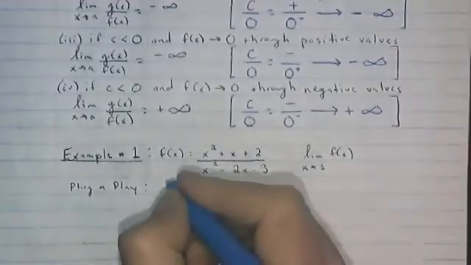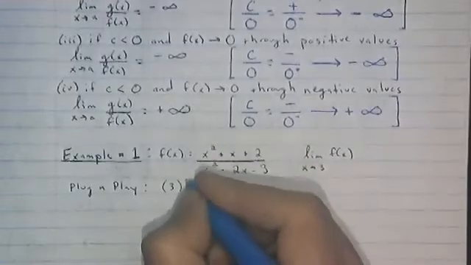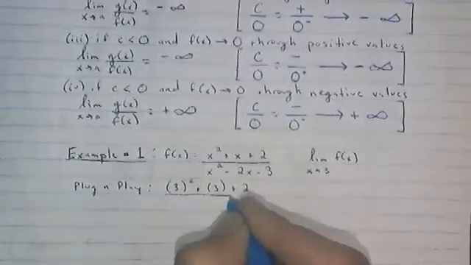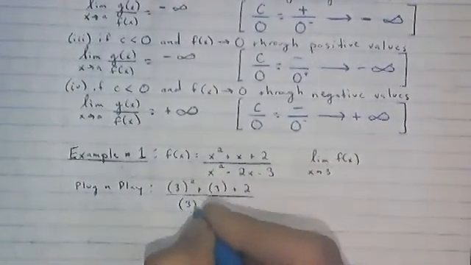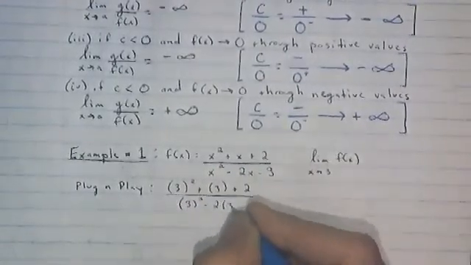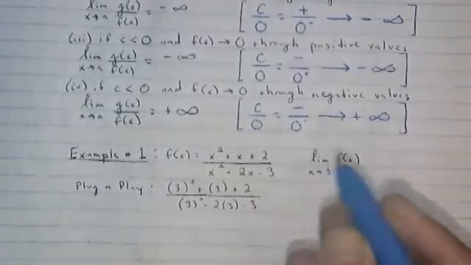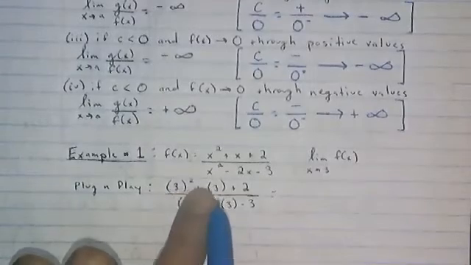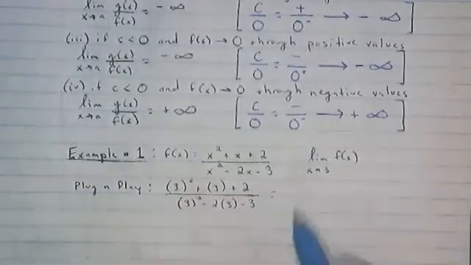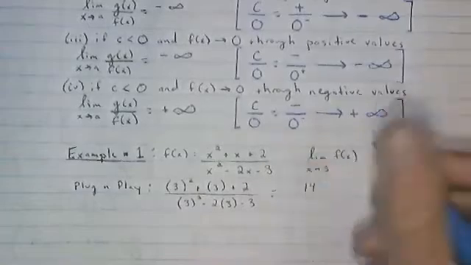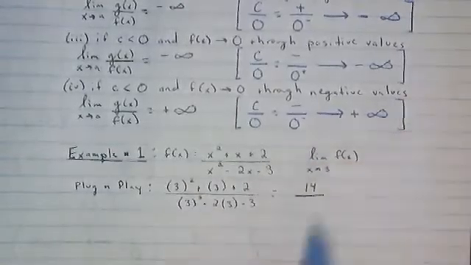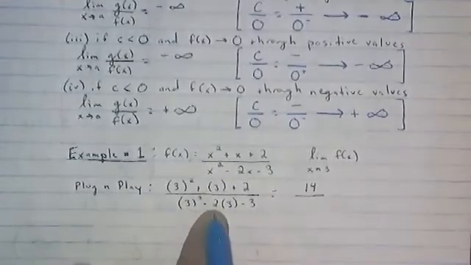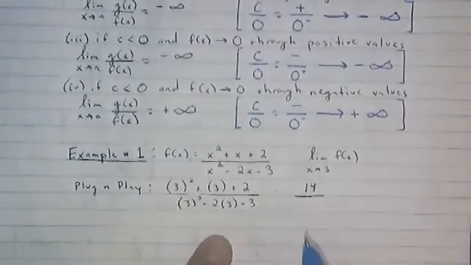So plug and play with 3. 3 squared plus 3 plus 2, divided by 3 squared minus 2 times 3 minus 3. 3 squared is 9, plus 3 is 12, plus 2 is 14. Cool. Maybe we're going to get lucky. Maybe it's going to be a number. What's 3 squared? 9. Minus 2 times 3, that's 6. So 9 minus 6 is 3. 3 minus 3, oh, dagnabbit.